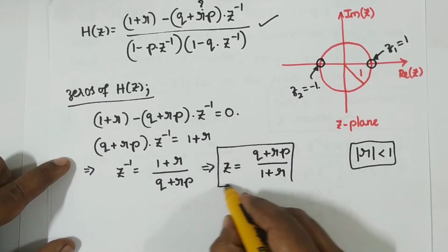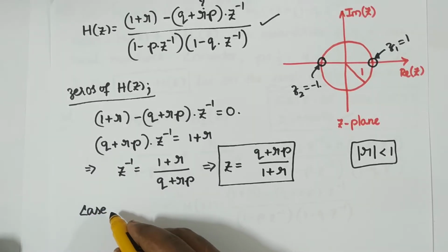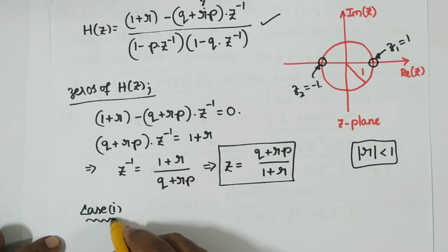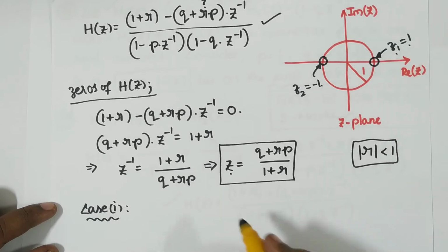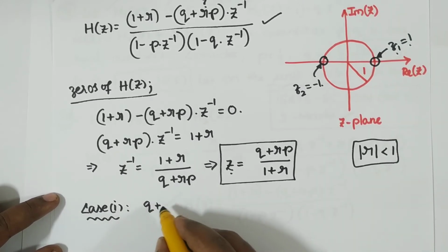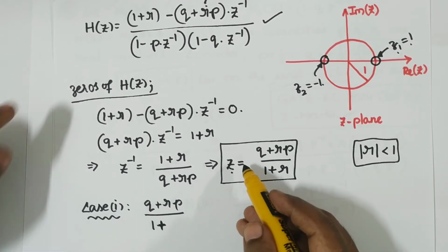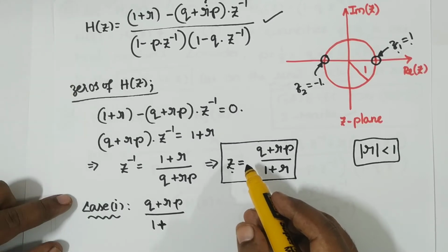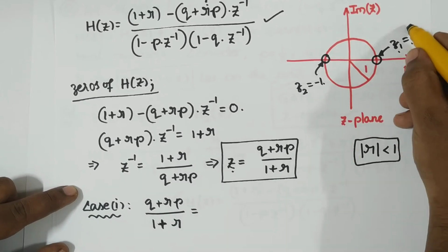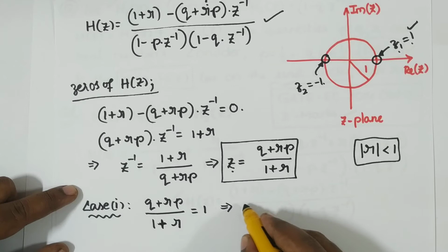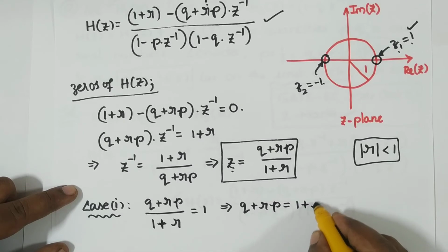Now we'll go for case 1. Okay, now what is case 1 here? Let us go for case 1. In case 1, we will take z as z1, that is equal to 1. Because he gave that zeros of h of z lie on the unit circle, I'll take the zero lying on the unit circle as positive 1, just 1. Okay, now you find for this. Now q plus rp equal to 1 plus r.